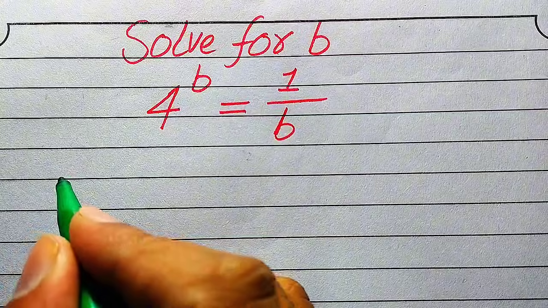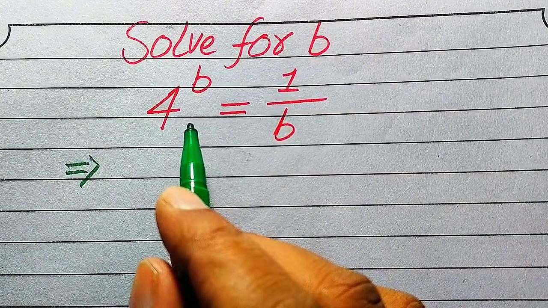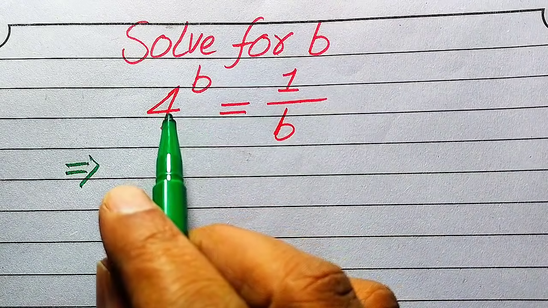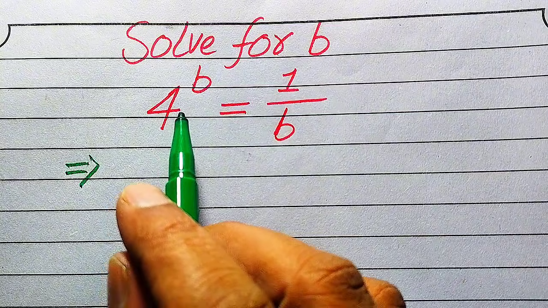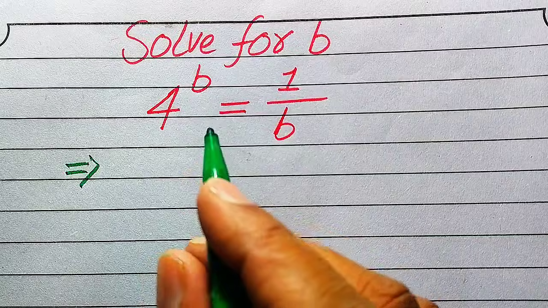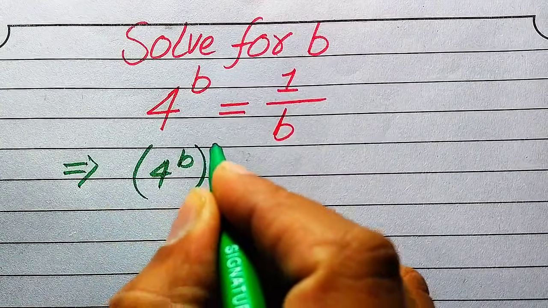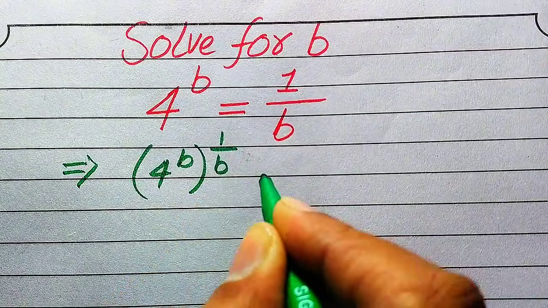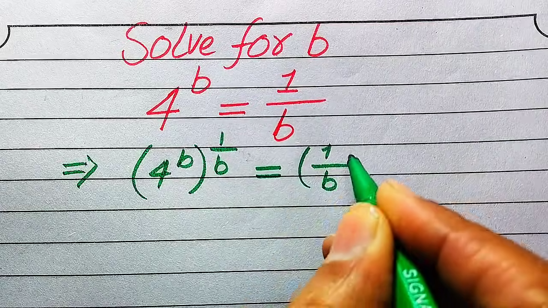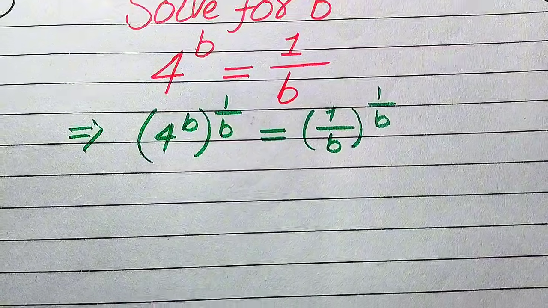And here the very first thing we are going to do is move the variable term from the left hand side to the right hand side. It means that we need to remove this b from the exponent of 4, and in order to remove this b we need to take the bth root on both of the sides. You very well know that the meaning of bth root is that we will just take 1 over b power on both of the sides. So after taking power 1 over b on both of the sides, it will be written in this form.